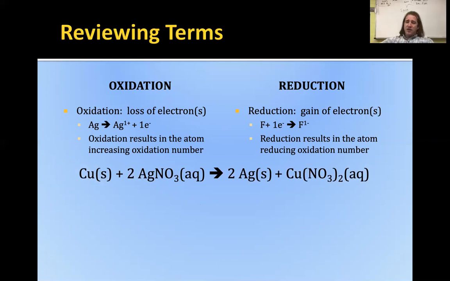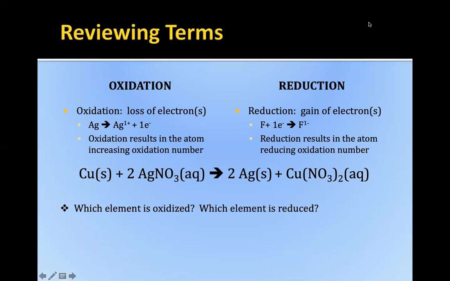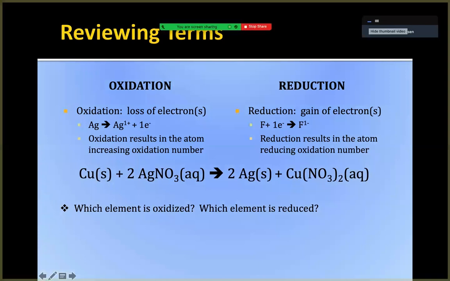So here's our reaction. We want to figure out for this reaction which element is being oxidized and which element is being reduced. In order to figure that out, the first thing we need to do is go through and assign our oxidation numbers.